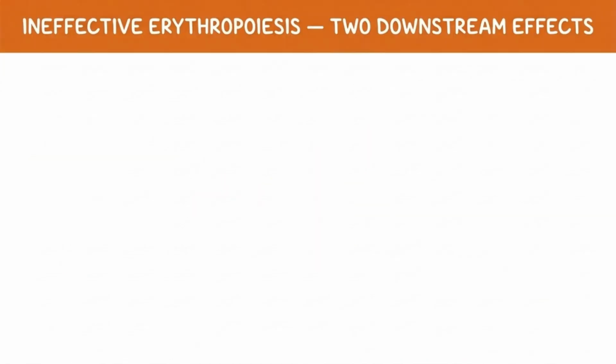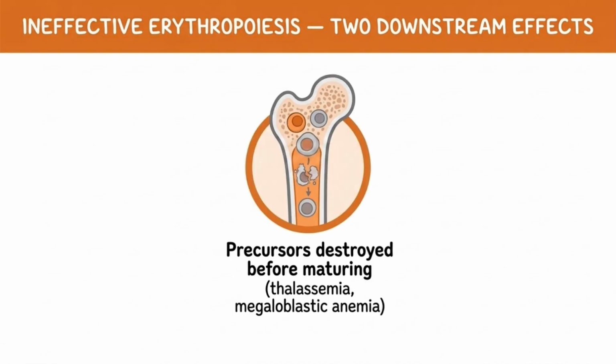When we have ineffective erythropoiesis, it's exactly what the name suggests. The bone marrow is trying to produce RBCs, but the process is ineffective. The abnormal precursors are destroyed before they mature properly. This can happen in conditions like thalassemia and megaloblastic anemia. And here are two important consequences I want you to remember.